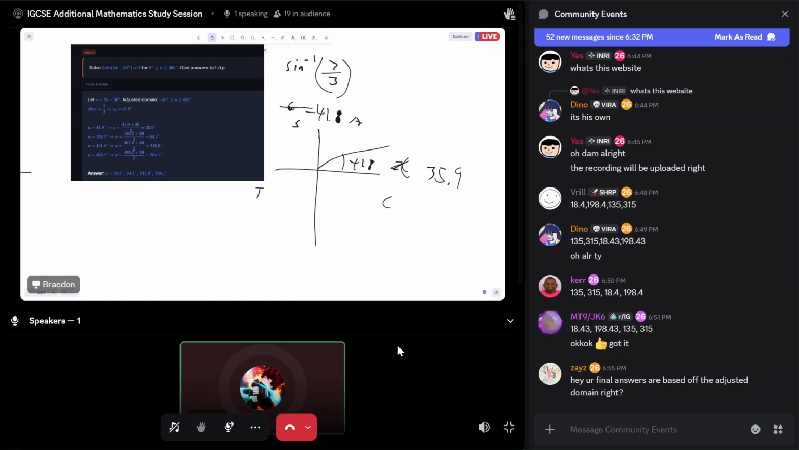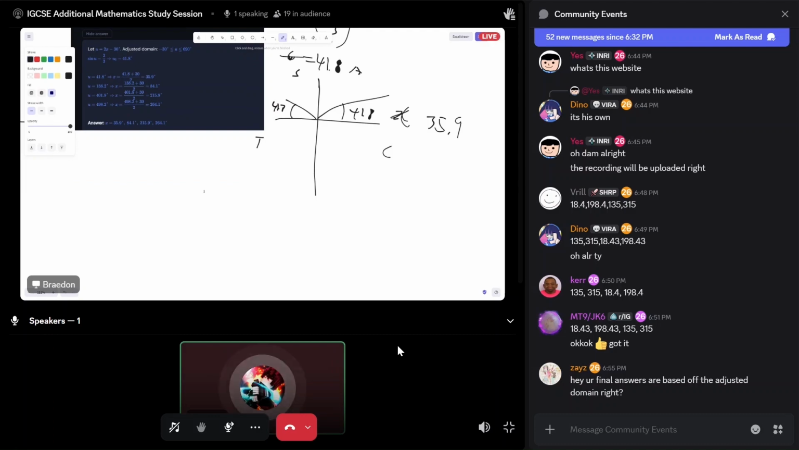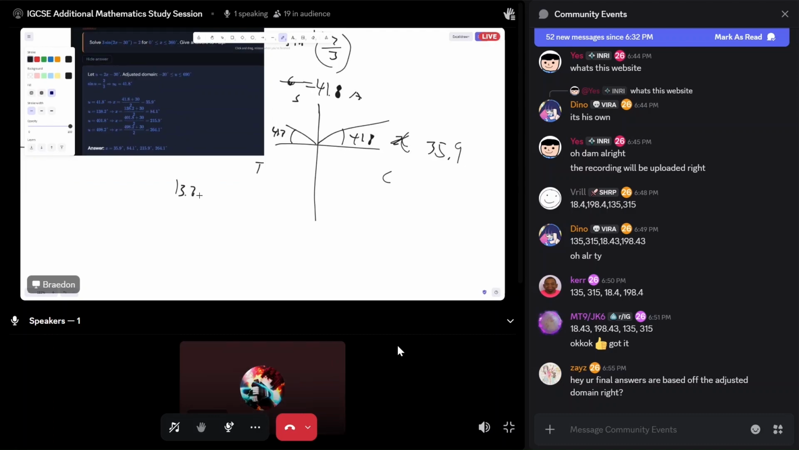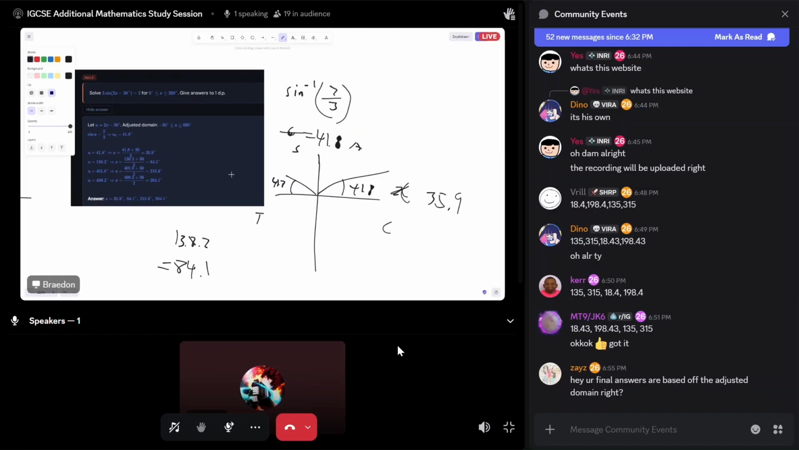So let's see, our second answer is 41.8. It's positive. So let's draw the second one. 41.8. So boom, quick math is 138.2. And then once you sub it back into what you changed it earlier, same as the first one, you get your second answer, 84.1. Then since you see it's 690, you can do one rotation and another.